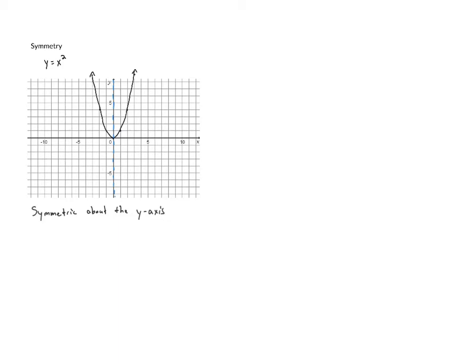And what this means is that the left-hand side is a mirror image of the right-hand side. We can also say that if we reflected the graph across the y-axis, if we switched the left and right-hand sides, we would end up with the same graph. So we can say the graph is unchanged when reflected about the y-axis.